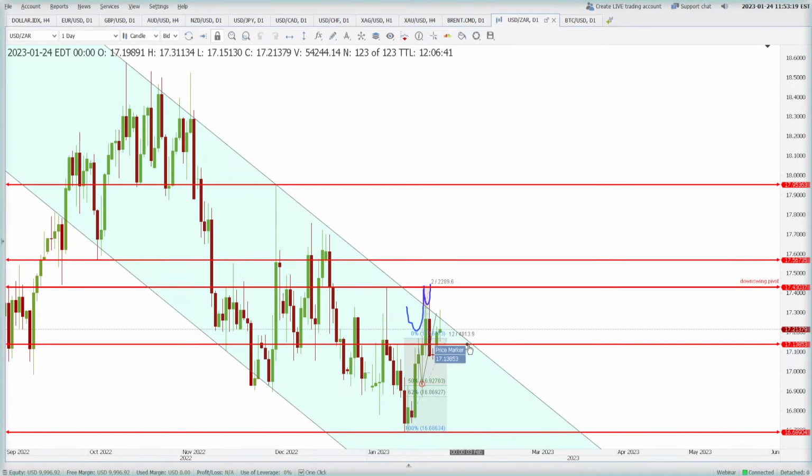But if it has to test 17.9536 and even 17.4303, then it has to break above this falling channel's resistance, and if it does so, then it will be very easy for it to go to 17.9536. So right now, if you ask me what is the support and resistance, well, price is very close to the support of 17.1385, and the resistance, which is dynamic in nature, is being offered by this falling channel's resistance line, and the horizontal resistance lies at 17.4303.